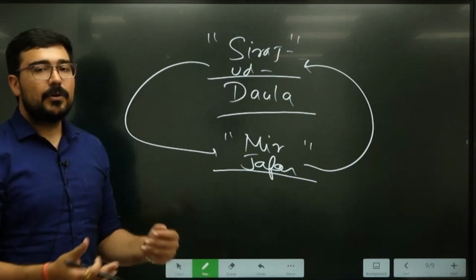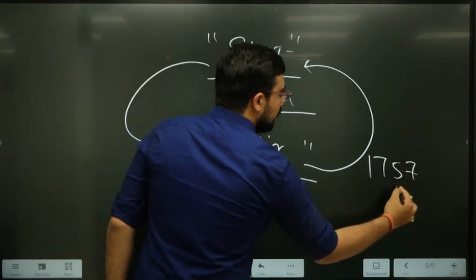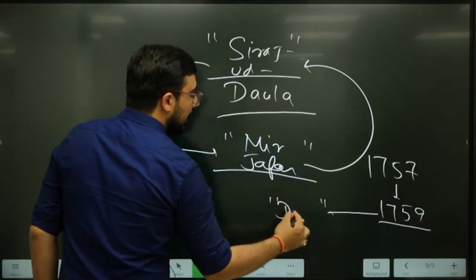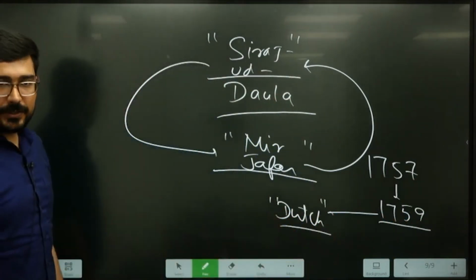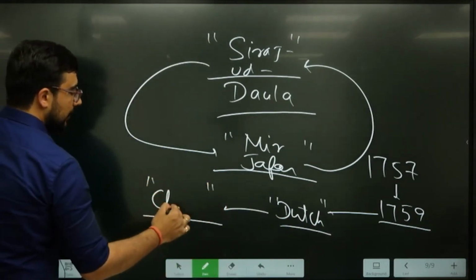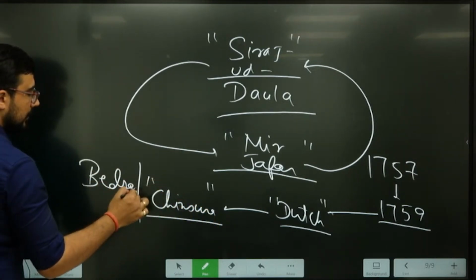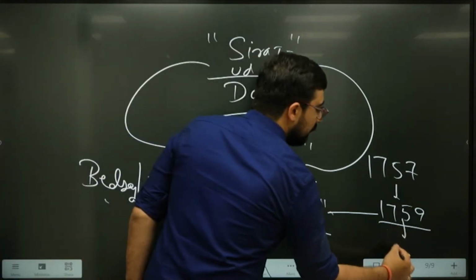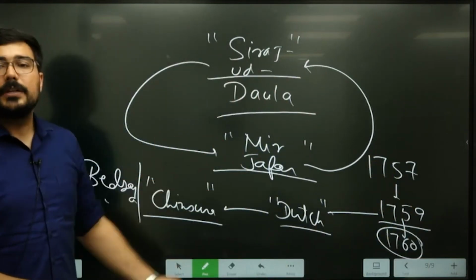But this experiment was not going to be for the long run. He became the Nawab in 1757. In 1759, he tried to have an alliance with the Dutch. Dutch के साथ एक alliance create करने की कोशिश की by Mir Jafar, and the Dutch were defeated in this famous battle of Chinsura, also known as Bedsara or Chinsura, and he was changed in 1760. He was changed in 1760, and Mir Kazim came to power.